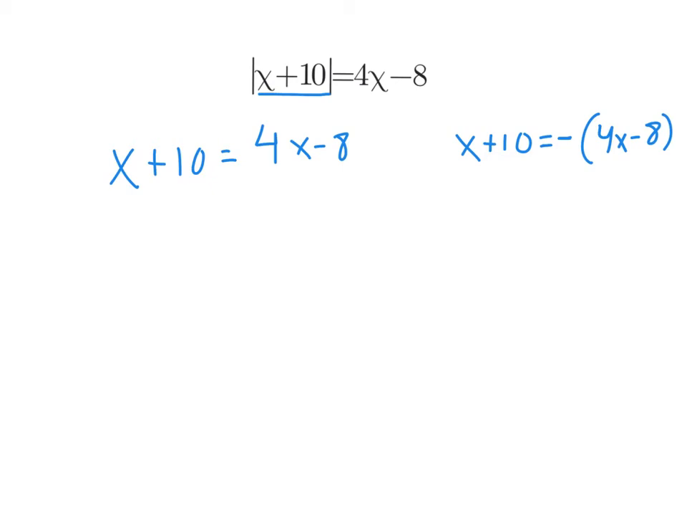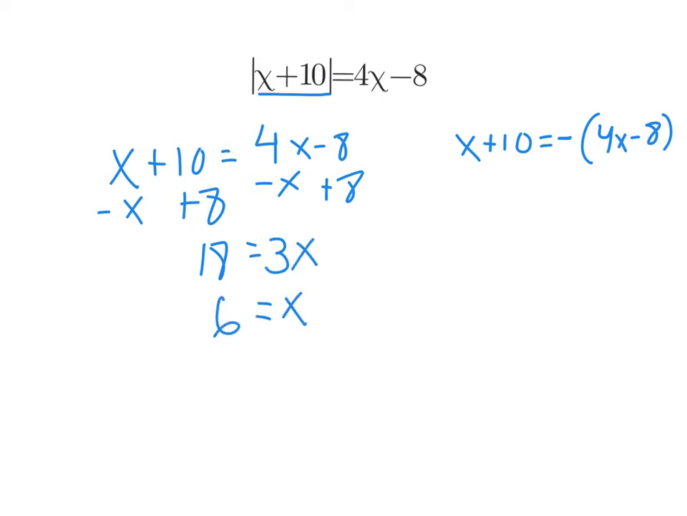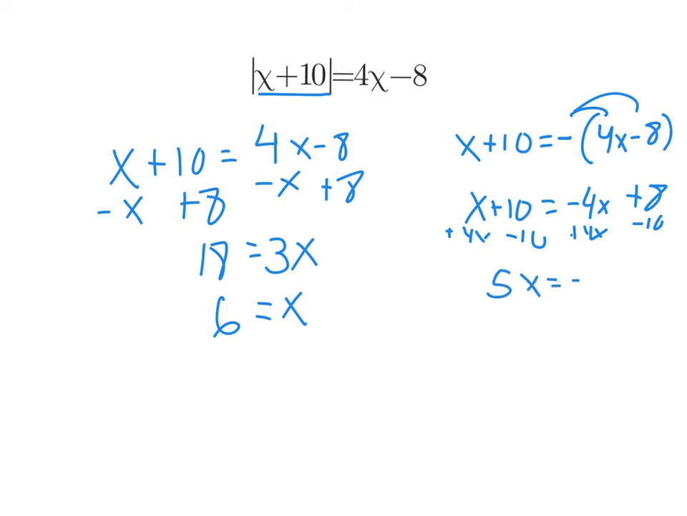So I'm going to get all the x's to one side. So I'm going to subtract x over here, and I'm going to add 8 over here. I end up getting 18 equals 3x. X would equal 6. Over on the right side, I want to distribute my negative. Negative 4x, and when I distribute the negative, that -8 turns to a positive 8. So again, I want to get all the x's to one side, so I'll add 4x to both sides, and I'll subtract 10 to both sides. I end up getting 5x equals -2, so x equals -2 fifths.